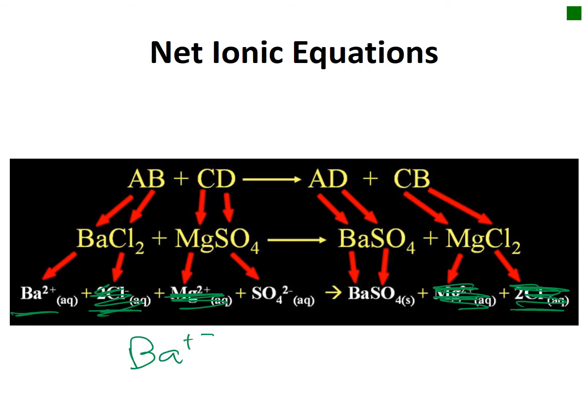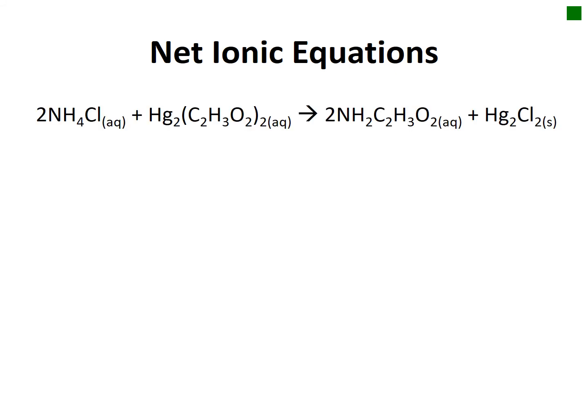So if I looked at this, my net ionic equation, because this is a double replacement reaction, would just form whatever my solid was. So notice I end up with Ba plus SO4, and then I end up with BaSO4. All right, so let's try this one on our own. Okay, so here's my molecular equation.